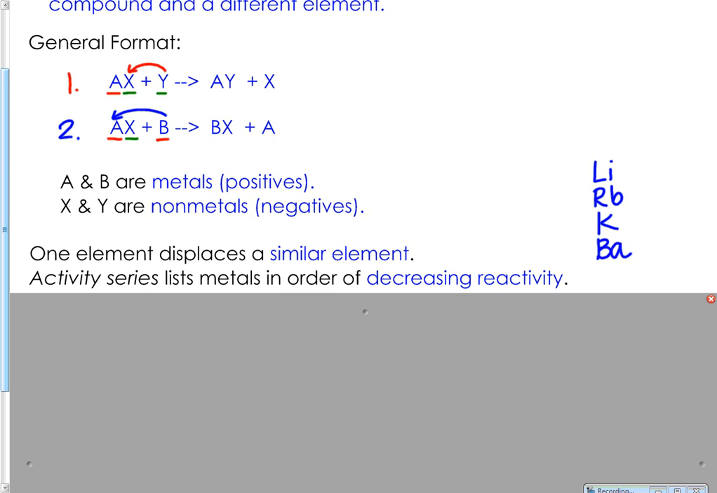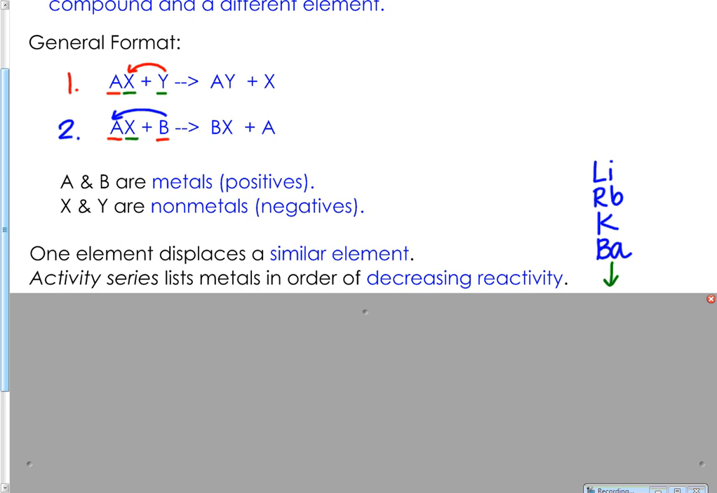What this means is, if an element is going to try to replace another element, it has to be above that. So for example, lithium would be able to replace any of those falling below it. So lithium can kick rubidium out of a compound, lithium can kick potassium out of a compound, and lithium can kick barium out of a compound, and it can kick anything else that falls beneath it. The only element rubidium is not capable of kicking out is lithium, because rubidium is lower than lithium. But anything that is lower than rubidium, it can kick out. Potassium can kick out anything that falls below it, but not anything above it. That's what it means to be in order of decreasing reactivity.